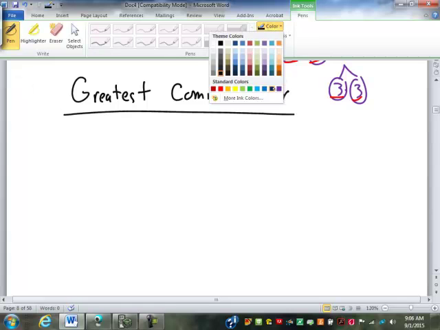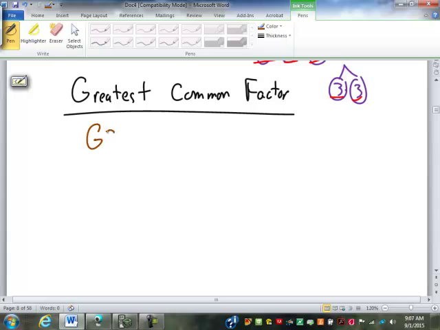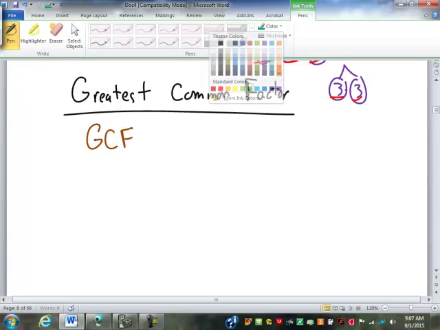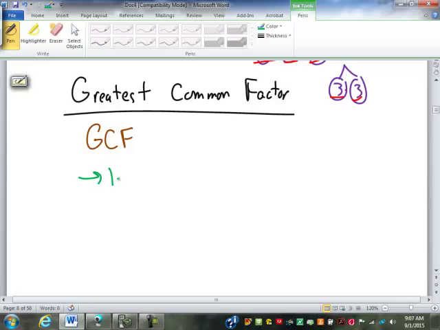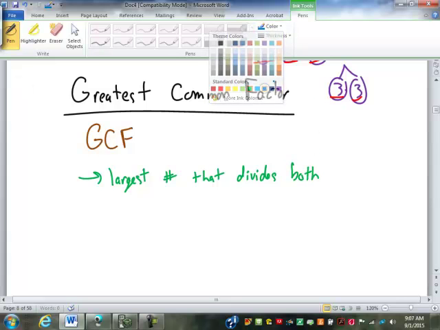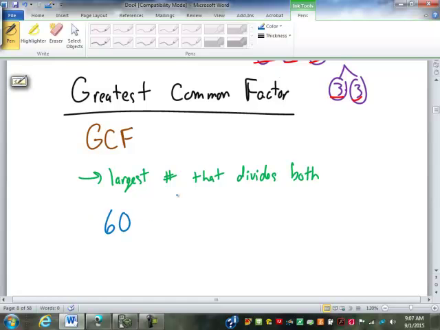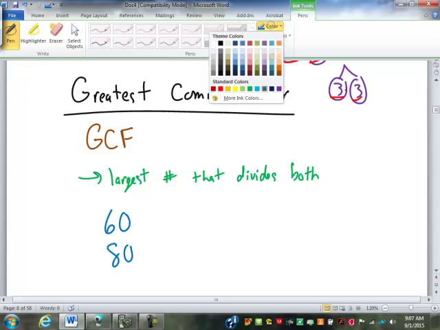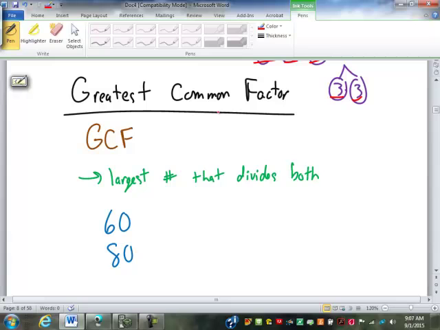Something called greatest common factor, usually abbreviated GCF. What the greatest common factor is, it is the largest number that divides both numbers. So what we're looking at is a pair of numbers. Let's say we want to look for the greatest common factor of 60 and 80. Well, some of you might be able to look at that and know that both of them can be divided by what? 20. So 20 is going to be the greatest common factor there.